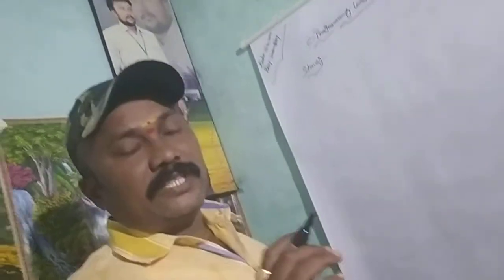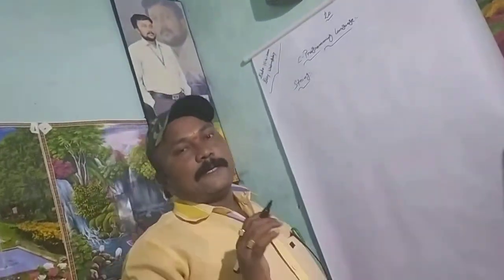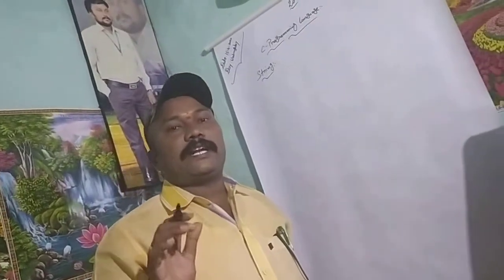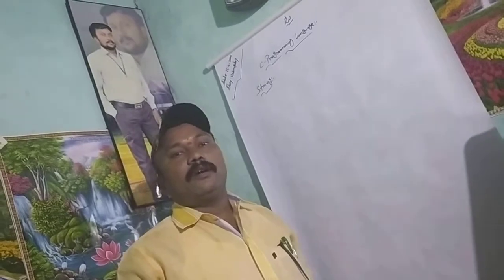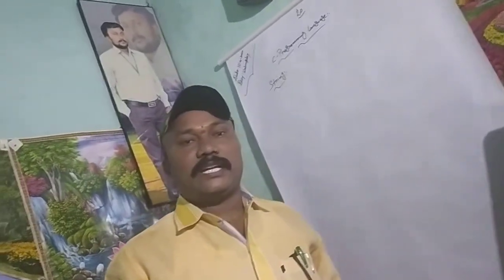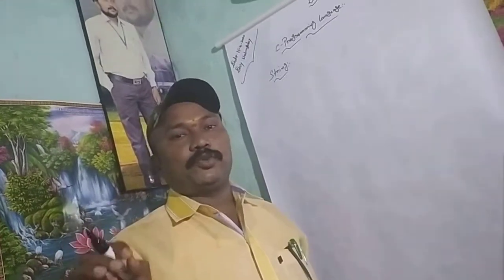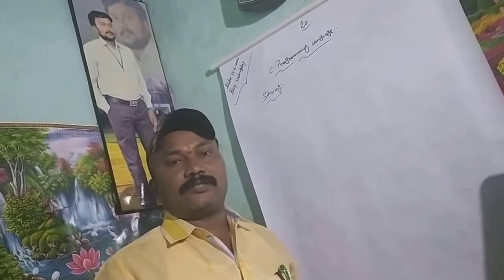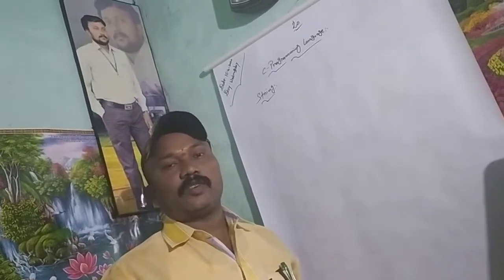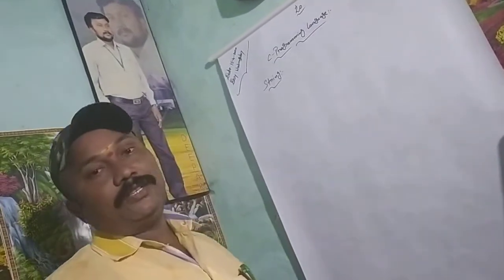My dear students, what is the exact definition of a string? String means a collection of characters. A collection of characters is known as a string, or a group of characters is known as a string. That is the exact definition of a string. Okay, then how to declare a string?